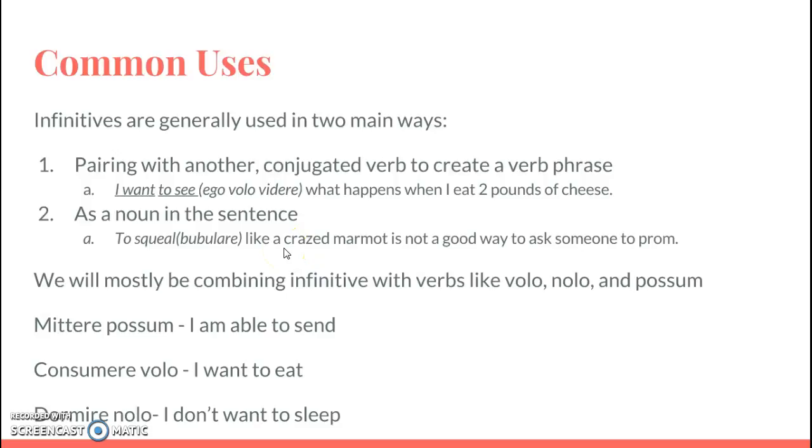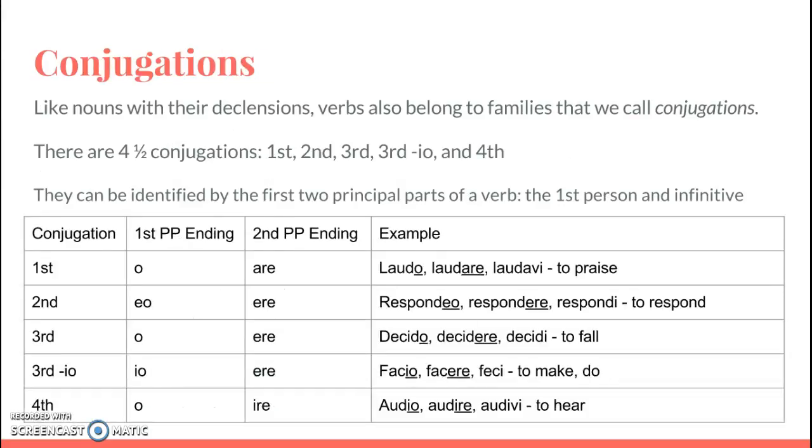You can also use infinitives as nouns. To squeal like a crazed marmot is not a good way to ask someone to prom. Or as you would say, to squeal in Latin would be bubilare. Down here are some more examples. Mittere possum, I am able to send. Consumere volo, I want to eat. Or dormire nolo, I don't want to sleep. Normally you'll see the infinitive first, followed by the conjugated verb. Just like with all things Latin, it's a little backwards from English, so you may need to rearrange the words when you translate them.